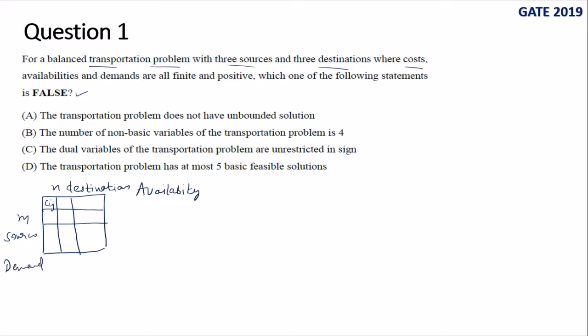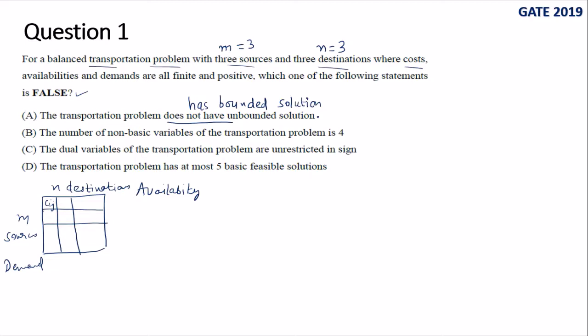So let's begin with the first part and try to answer this. Let me first give you the notation. Number of sources is 3, so m is 3. The number of destinations is 3, so n is also 3. The first part is telling you the transportation problem does not have unbounded solution. Does not have unbounded solution means it has a bounded solution, because a transportation problem is also a linear programming problem. So that means LPP is bounded, it's never going to have an unbounded solution.